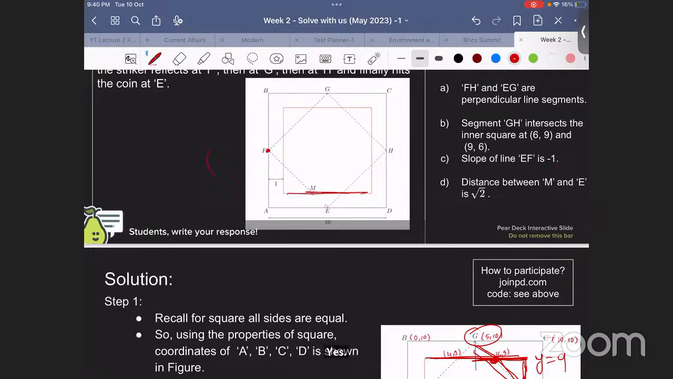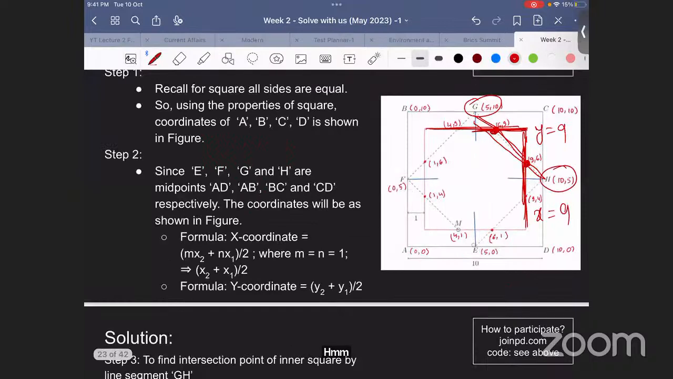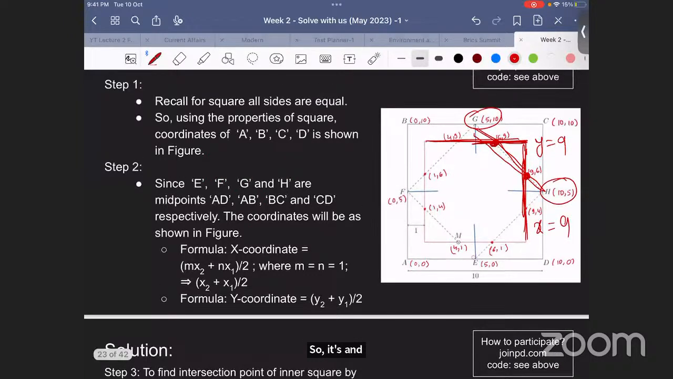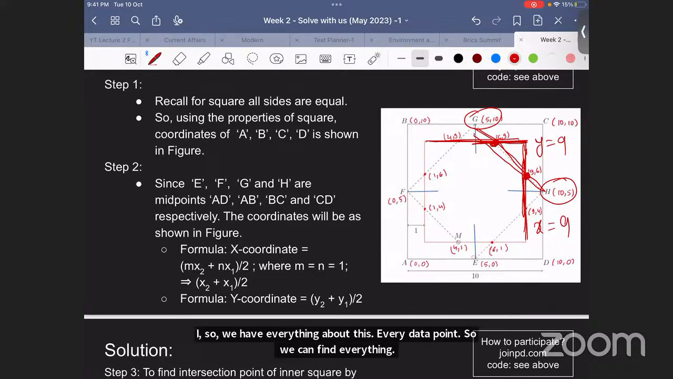Sir, can I speak? Yeah, you can. Sir, I think M is 4,1. I am not sure, but I can check it. Yeah, this is 4,1. Correct. It's simple, sir. Yeah, you are correct. Sir, we have everything about this carom, every data point, so we can find everything which is possible to find. Correct. You can calculate. It's very simple.